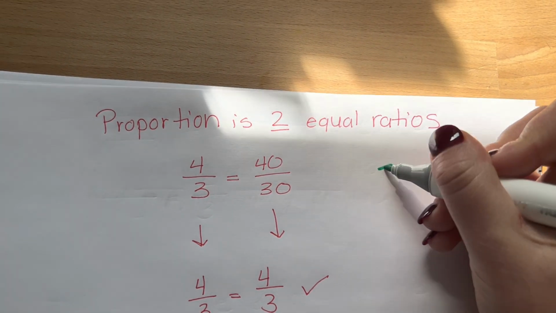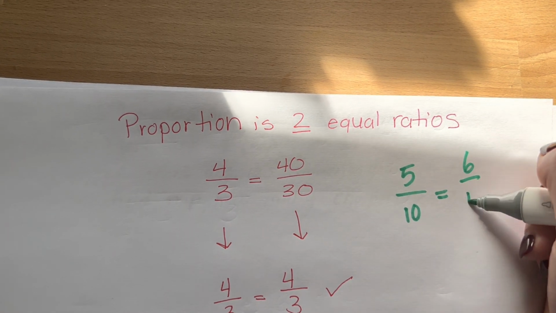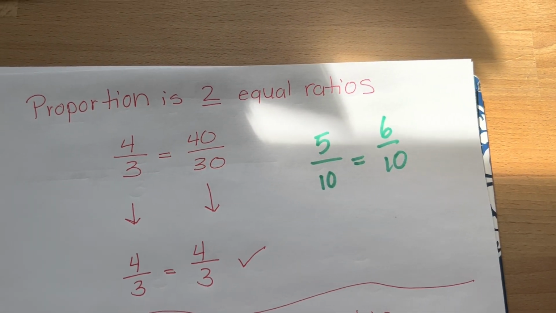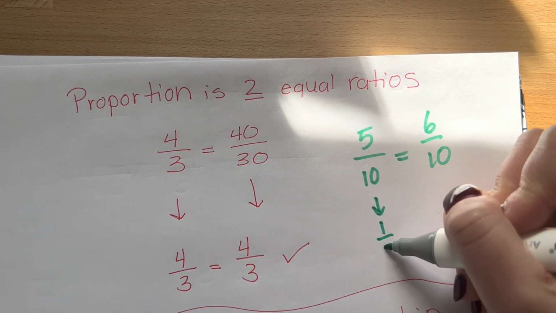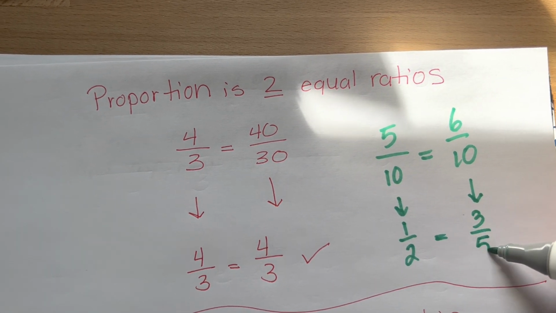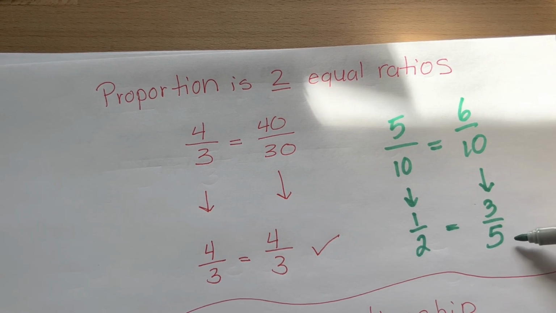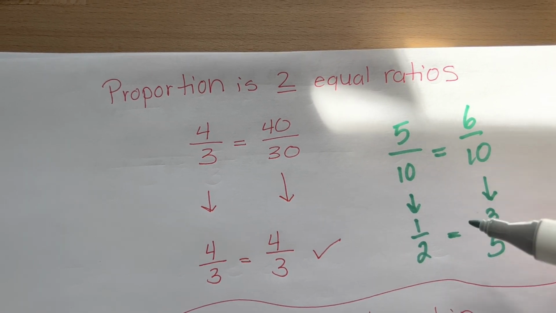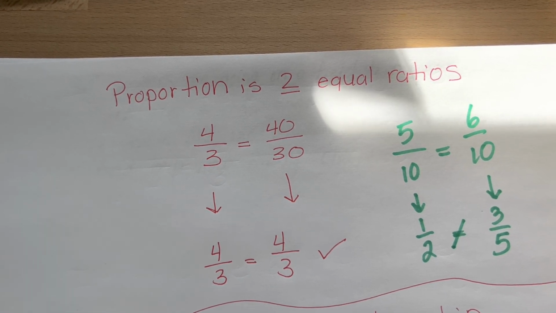If I have this example, 5/10 equals 6/10, and I want to determine whether these two ratios are proportional, I can go ahead and simplify them to lowest terms and see that 5/10 will simplify to 1/2 and 6/10 will simplify to 3/5. So these are not equal, which means that they are not a proportion.